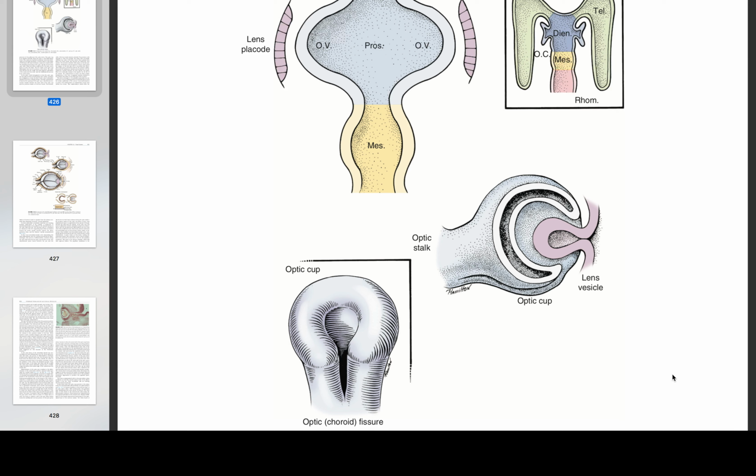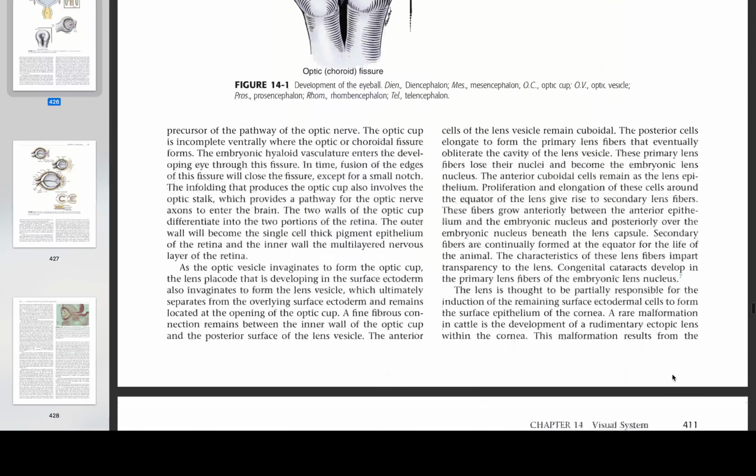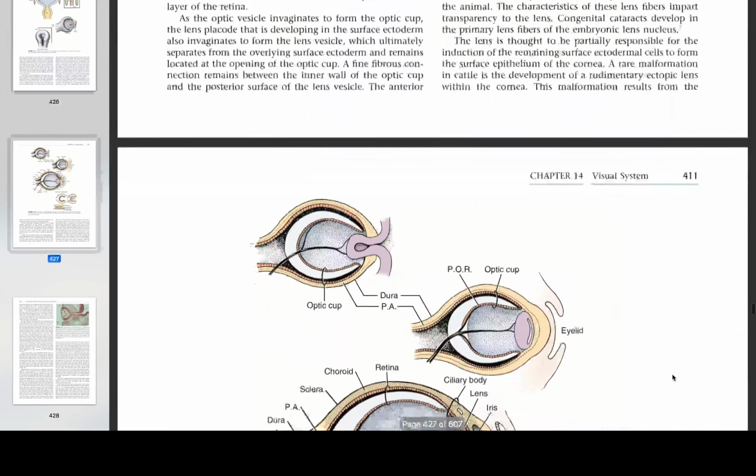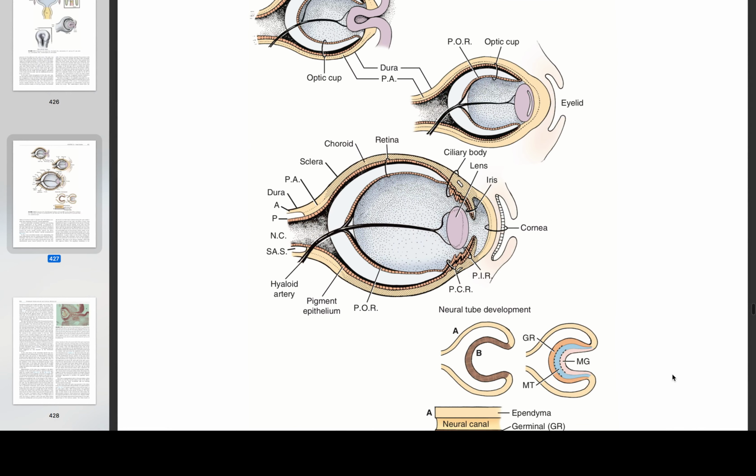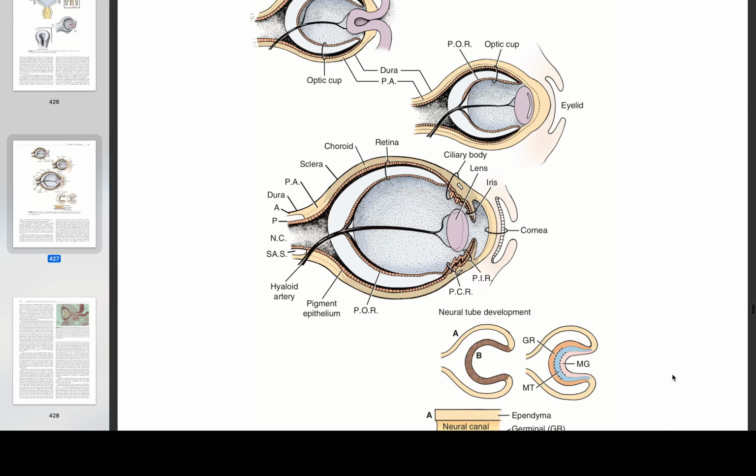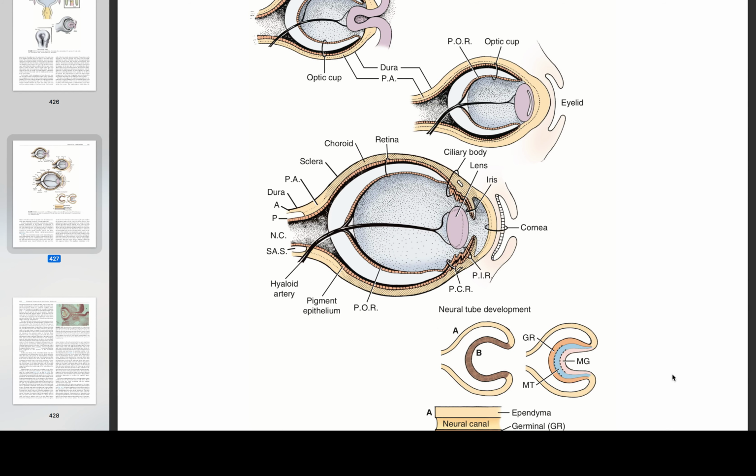As the optic vesicle invaginates to form the optic cup, the lens placode that is developing in the surface ectoderm also invaginates to form the lens vesicle, which ultimately separates from the overlying surface ectoderm and remains located at the opening of the optic cup. A fine fibrous connection remains between the inner wall of the optic cup and the posterior surface of the lens vesicle. The anterior cells of the lens vesicle remain cuboidal. The posterior cells elongate to form the primary lens fibers that eventually obliterate the cavity of the lens vesicle. These primary lens fibers lose their nuclei and become the embryonic lens nucleus. The anterior cuboidal cells remain as the lens epithelium.